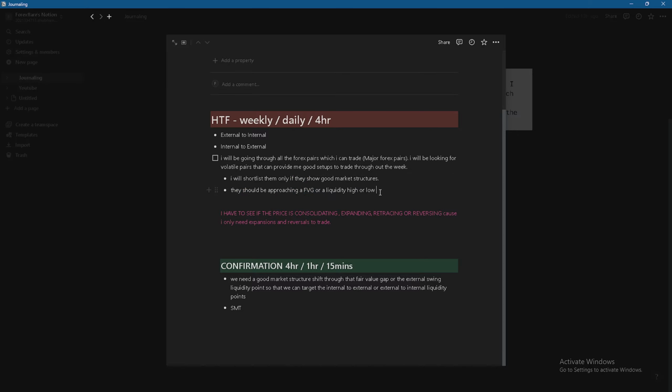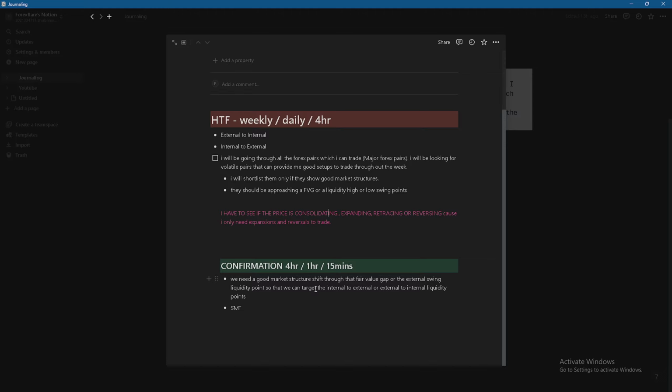swing points. I have to see if the price is consolidating, expanding, retracing, or reversing, because I only need expansions and reversals to trade. After this, let's say the price has come into the internal fair value gap, the internal liquidity pool, and now we have an external liquidity point on the top, on the swing top, which we need to approach.